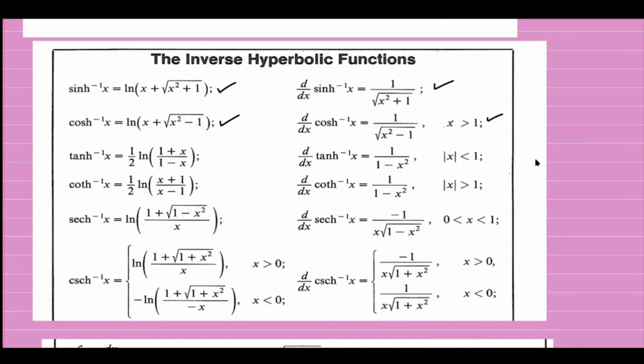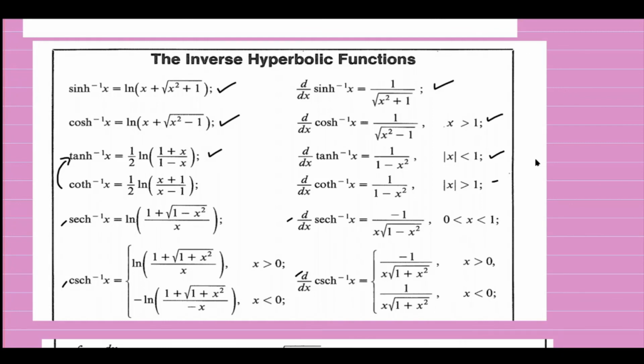Tan h inverse of x, we have proved this. It is half logarithm of 1 plus x by 1 minus x. This you can prove yourself. Derivative of tan h inverse of x is 1 by 1 minus x square, where mod x is less than 1. Cot h inverse of x is half log x plus 1 by x minus 1. This we can prove in the same way as we did for tan h inverse of x. And derivative of cot h inverse of x is 1 by 1 minus x square.